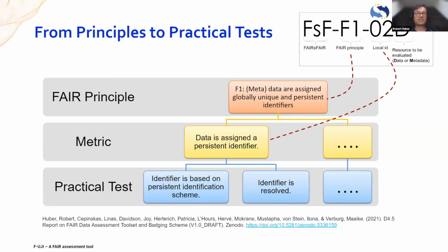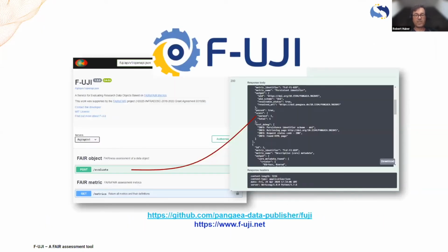One practical test can be, for example, whether an identifier is recognized by a persistent identification schema or syntax, and the second test is, for example, whether the identifier can be resolved. So if it really exists. More details on the methodology are available in this report, deliverable 4.5, I think, which is also available on Zenodo.